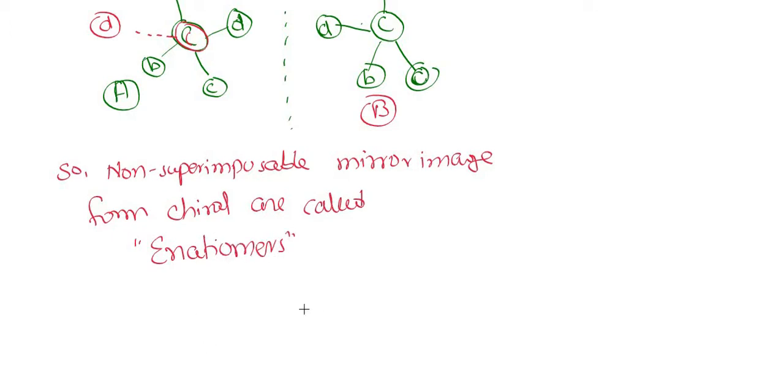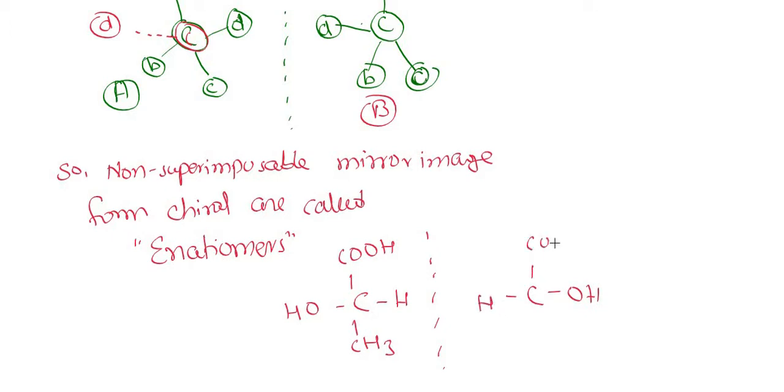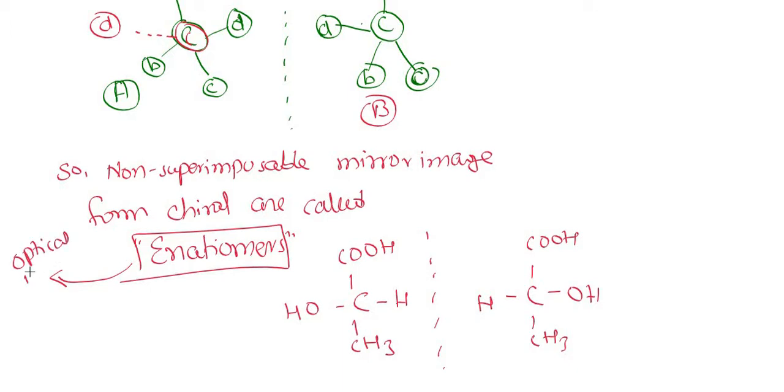Enantiomers, like we have the example of lactic acid. Let's say this is CHOH, COOH, and CH3. Mirror. Then we have OH, H, COOH, CH3. So we term this as enantiomers. Those compounds which are non-superimposable mirror images of each other are called enantiomers. So enantiomers are the first type of optical isomers. I hope this makes sense.